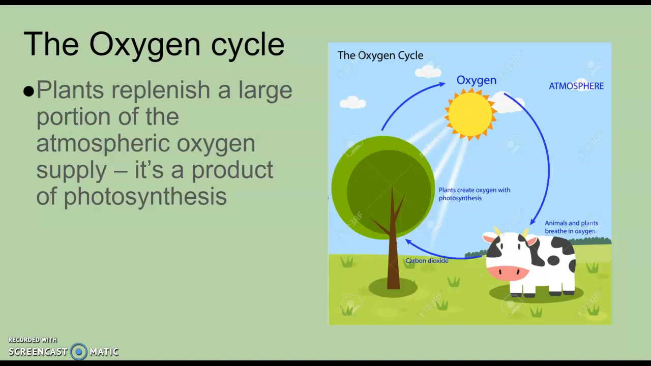For the oxygen cycle, we also know a bit about already. This is going to be representing how oxygen is transferring into different parts. So plants replenish a large portion of the atmospheric oxygen, right? We know that plants give off oxygen. We as animals use that oxygen. Therefore, we give off carbon dioxide, it goes back into the plants, and it's this continuous cycle.